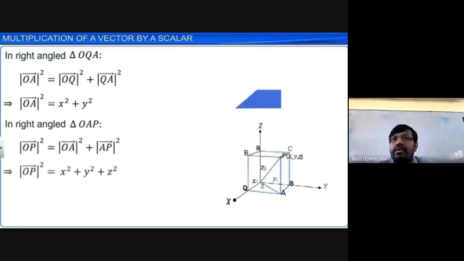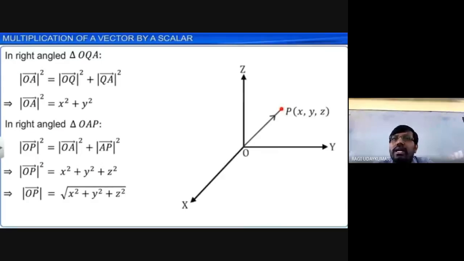OP square is equal to x square plus... the magnitude of that vector, whose components are given to you as xi plus yj plus zk. Then the magnitude of that vector is equal to the square root of x square plus y square plus z square. And it is making angles alpha, beta, gamma degrees with the x-axis, y-axis, z-axis.